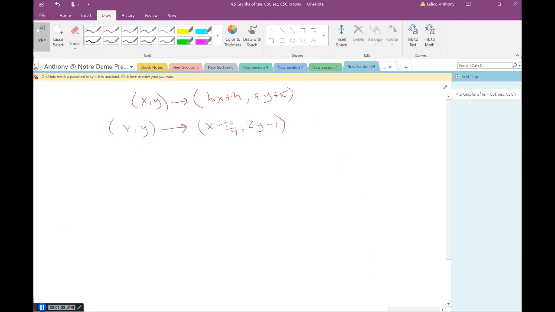Good. Now I'm going to write down the key points for sine, and I'm going to apply this transformation map to each of those key points. Everybody okay to this spot? All right, so I'll now plug in my x's and y's for each of these.